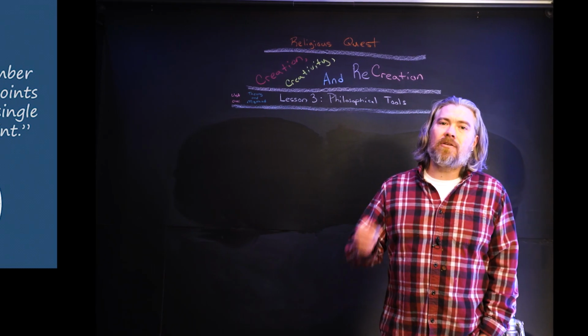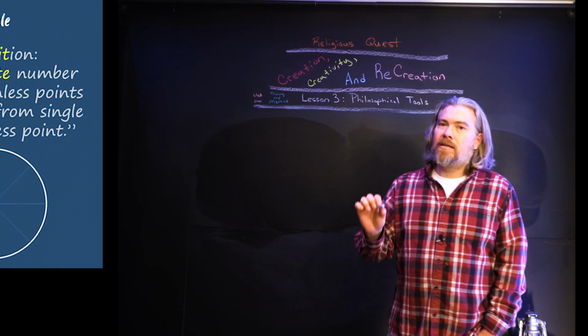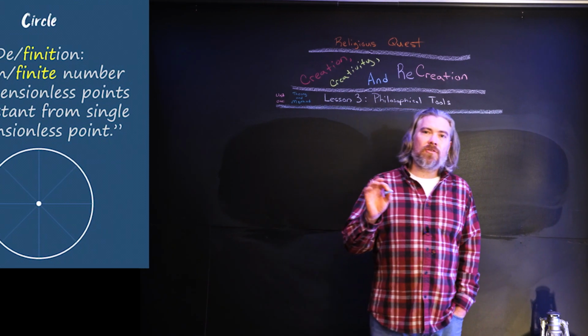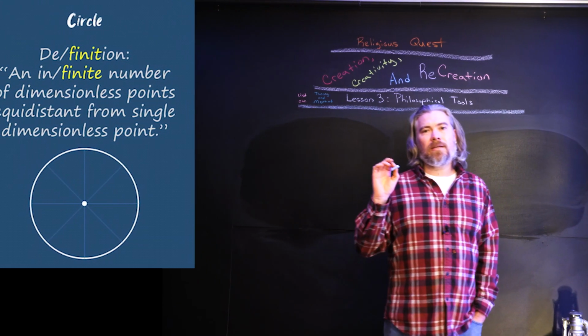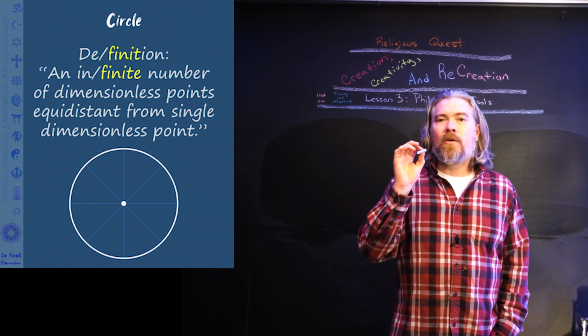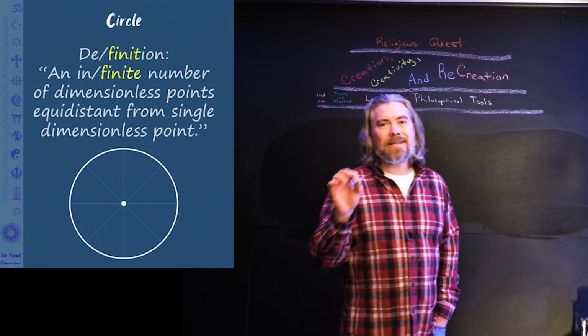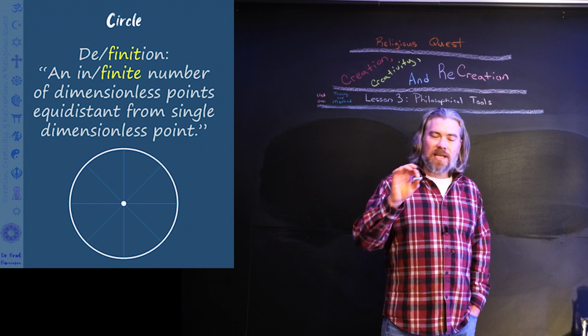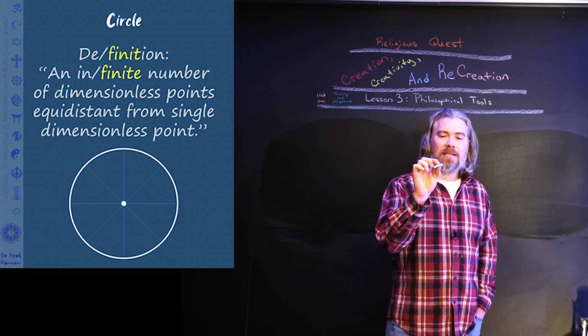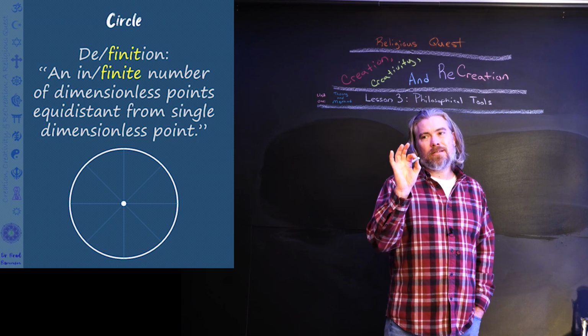All right, so a quick recap of a couple of key points in order to begin tying things together. Let's go back again to the definition of a circle that I've given you more times than I can remember or count. What is the definition of a circle? A circle is an infinite series of dimensionless points equidistant from a single dimensionless point.